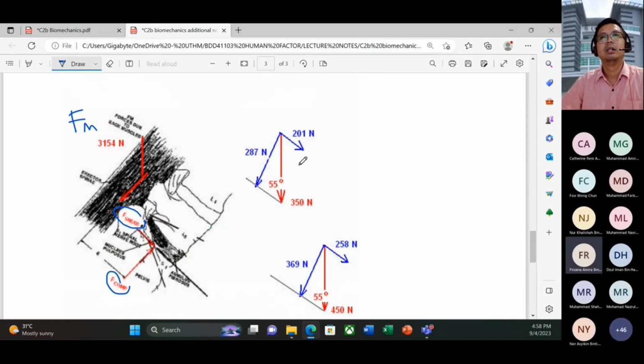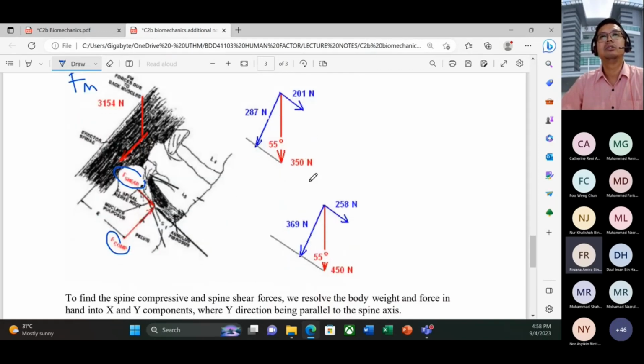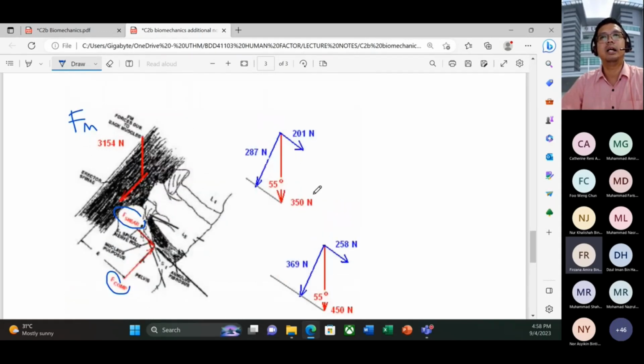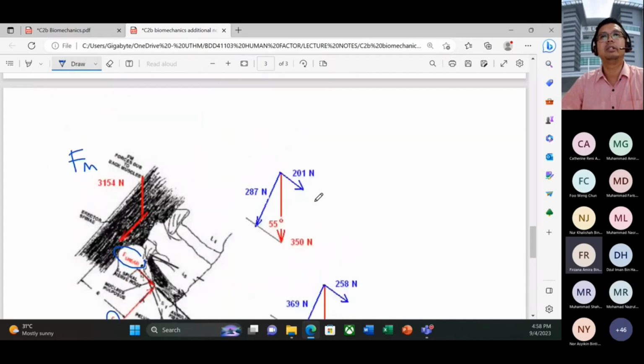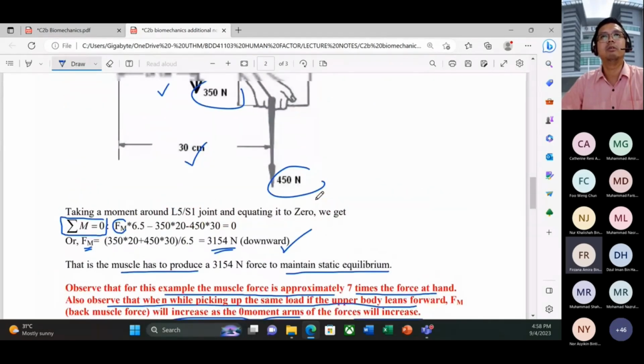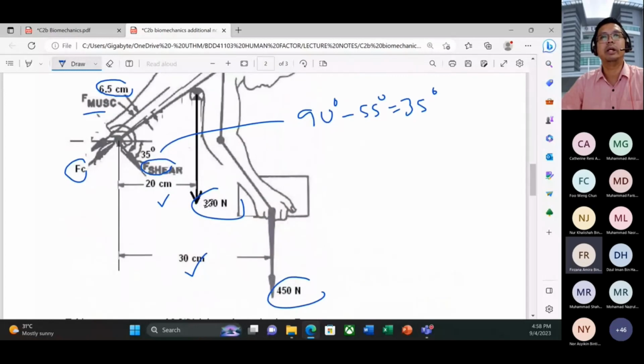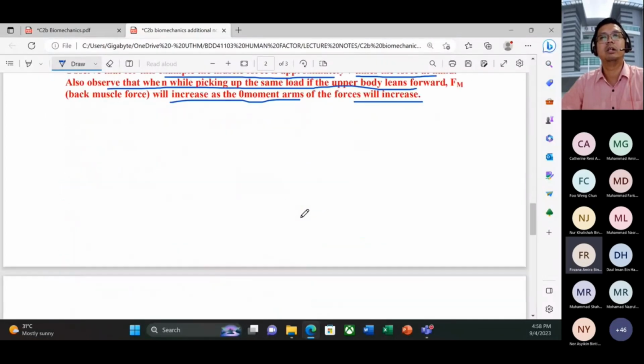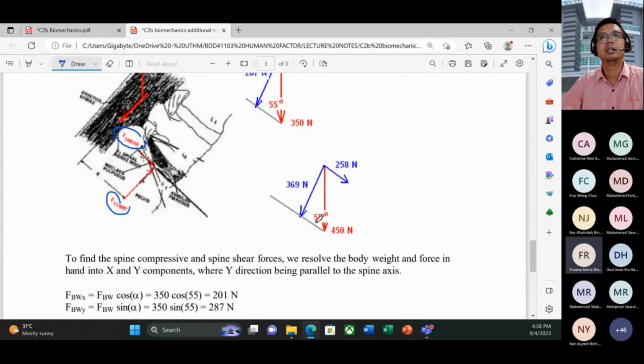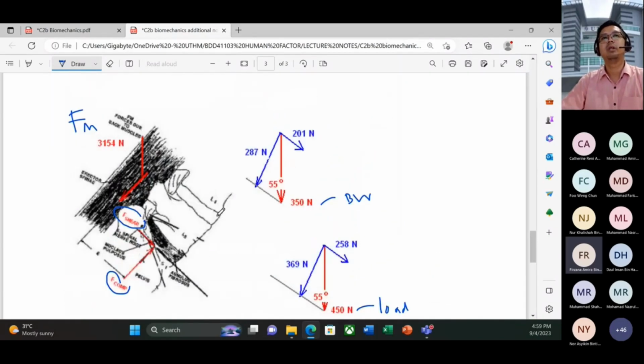So they are given to you. This is our 350 Newton, the body weight here. 450 is our load. This is our load. This is our center of body weight. So please put it here.